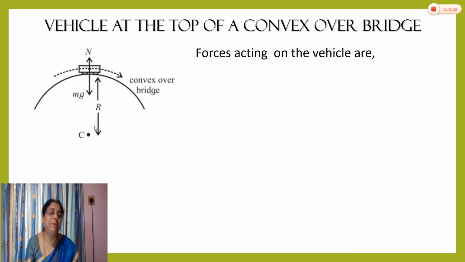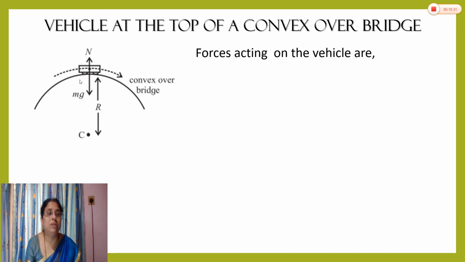Suppose we consider capital R is the radius of that convex overbridge. Again here, when the vehicle passes on this overbridge, it has to perform circular motion, and it moves in a vertical circle here, not in a horizontal circle. In the case of banking of road, when the vehicle moves on the plain horizontal curved banked road, it performs horizontal circular motion. But when the vehicle passes on the overbridge, the bridge is convex, and that's why it has to perform vertical circular motion. So it is the application of vertical circular motion.